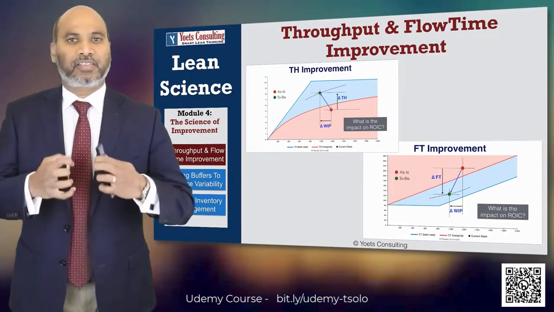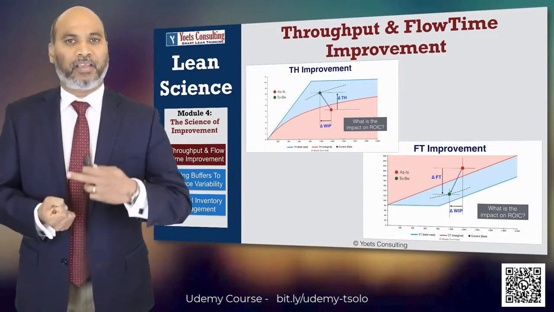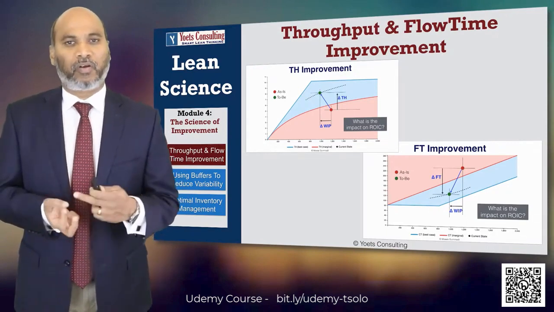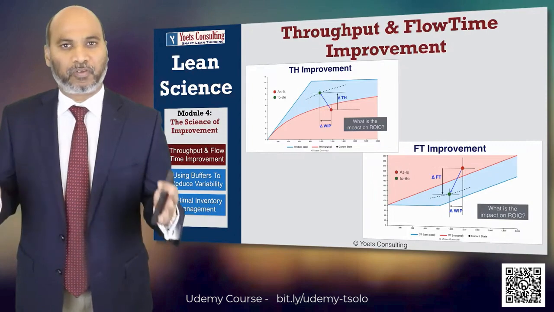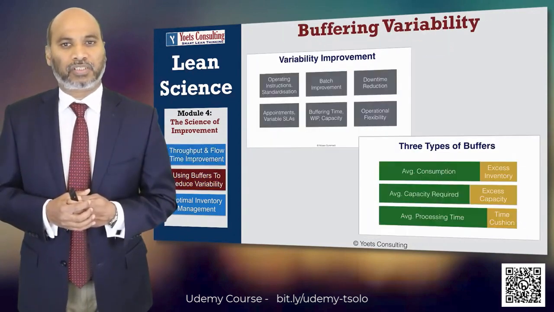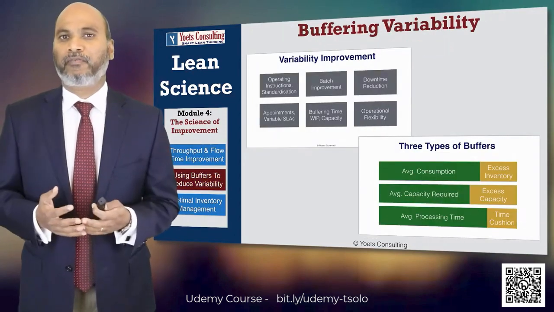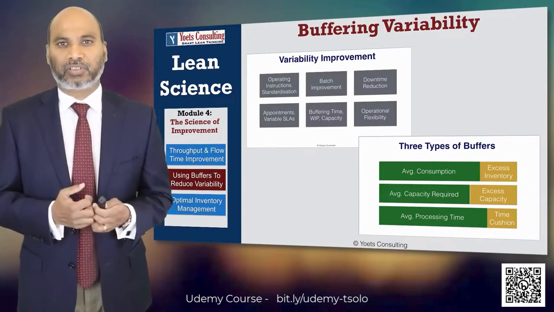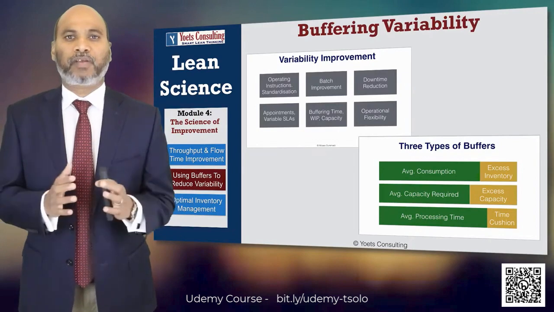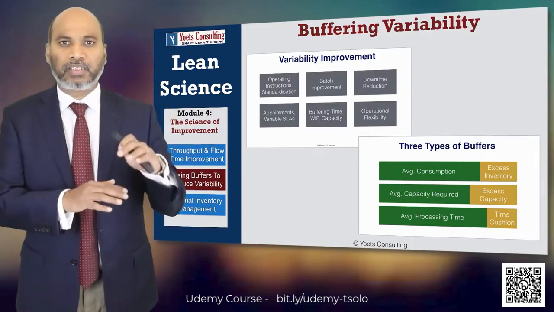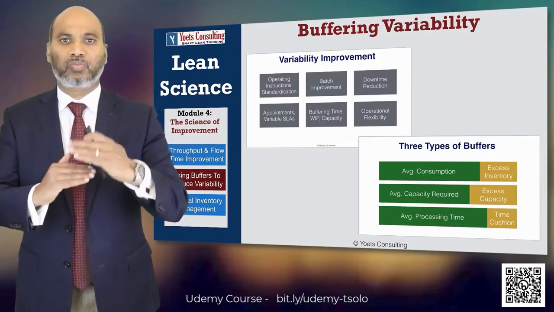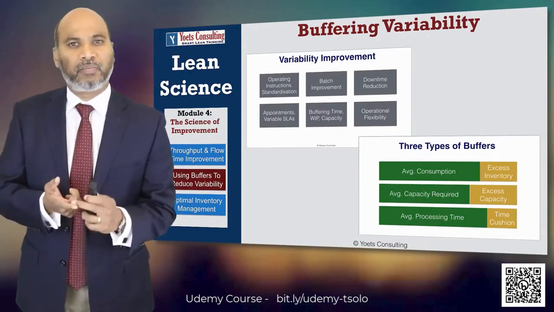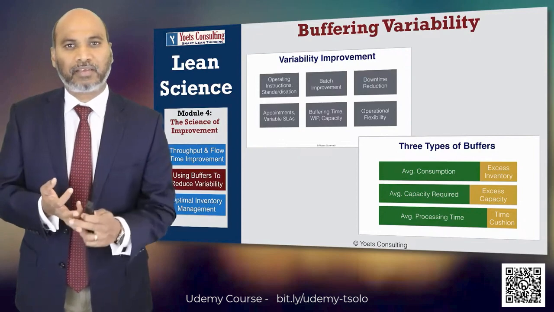We're talking about the science of improvement. So what are the various strategies that are there to improve throughput? What are the strategies to improve the flow time within your operations? And how do you buffer the variability? I said variability is a corrupting influence on the operations. So you need to buffer it. So if there's a high level of variability, then you need to make it smaller. So by using buffers, and there are 3 kinds of buffers: inventory buffer, capacity buffer, and time buffer.